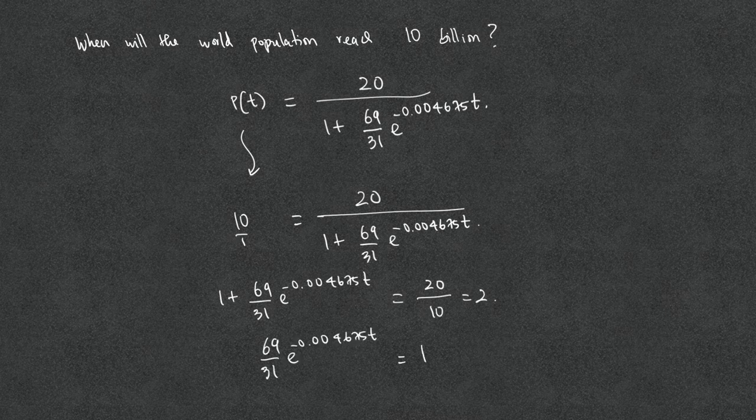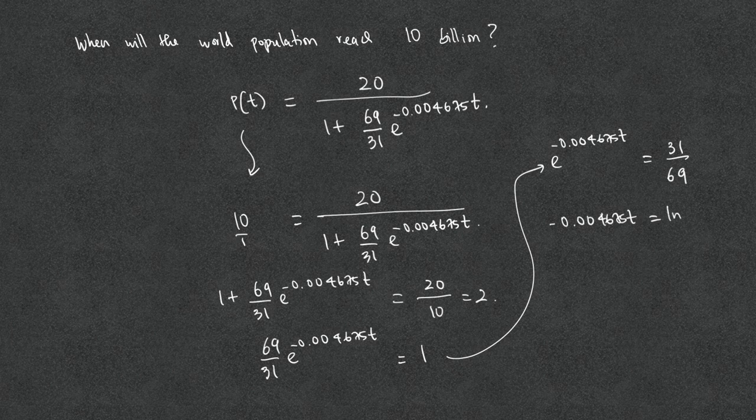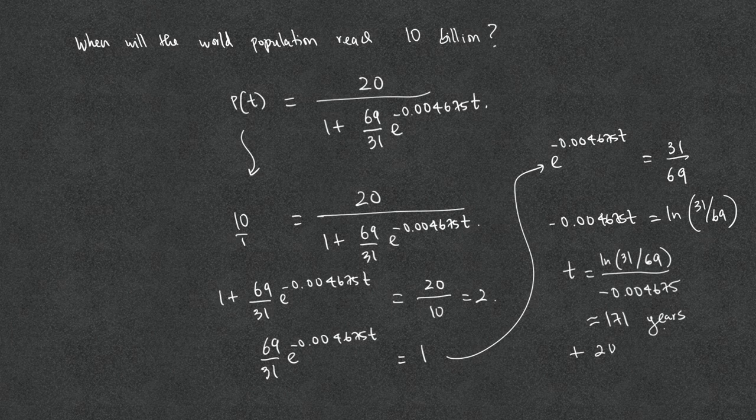Thus, 69 over 31 e to the negative 0.004675 t is 1. We then isolate e to the negative 0.004675 t to obtain 31 over 69, and then take ln of both sides of the equation. We then isolate t to obtain t is approximately 171 years, but t is the number of years since 2000. Thus, the world population will reach 10 billion in the year 2171.